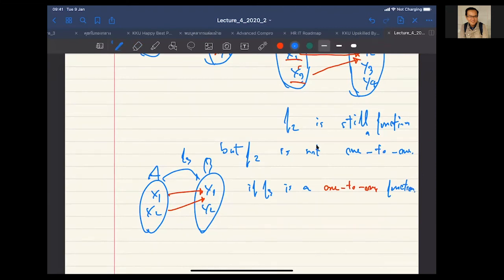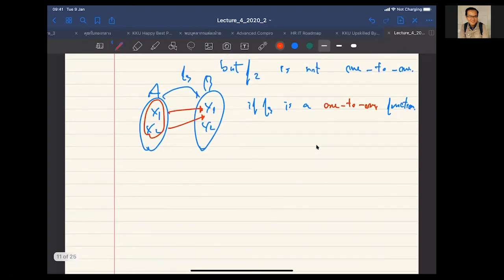I just want to check if it's a 1-to-1 function. So if F3 is going to be a 1-to-1 function, X1 and X2 have to be the same thing. So if the left-hand side X1, X2 is just one, it will connect one element in A to one element in B. Okay, so it's still 1-to-1. It's still a function, okay?